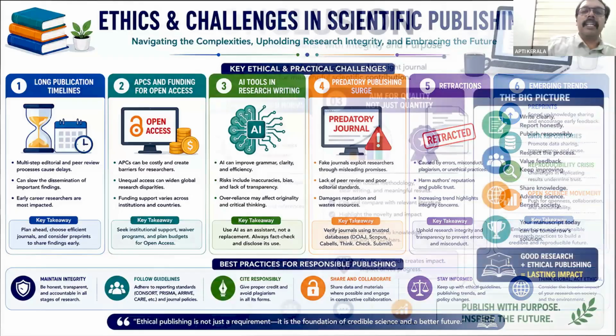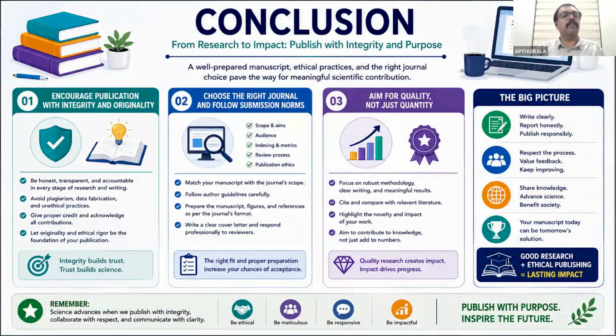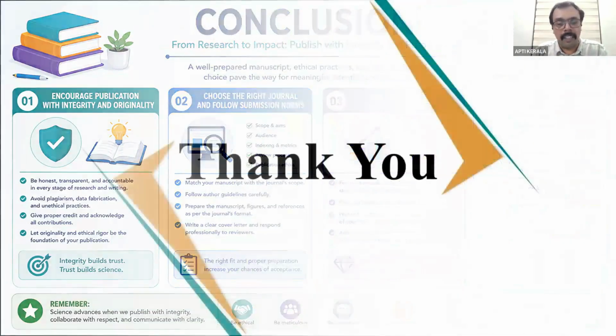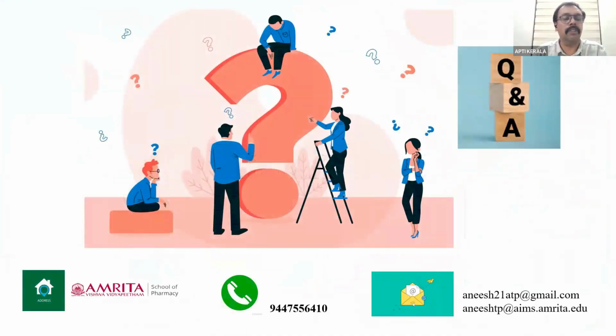So to conclude, I conclude with 3 points. That is, encourage publication with integrity and originality. Choose the right journal and follow the submission norms. Aim for quality, not just quantity. So publish with a purpose and inspire the future. Thank you all for your patient listening, and it is open to questions.